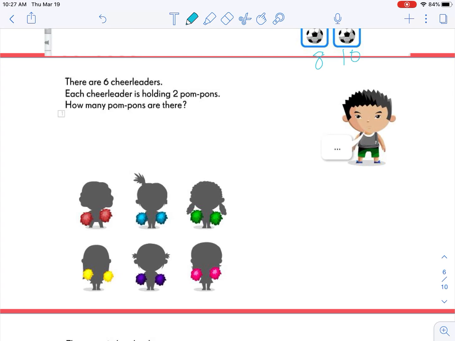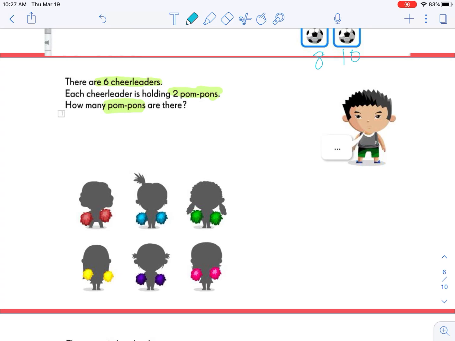There are 6 cheerleaders. Each cheerleader is holding 2 pom-poms. How many pom-poms are there? All right, so we're going to go ahead and highlight the important parts of the problem. There are 6 cheerleaders. Each of them are holding 2 pom-poms. We're looking for the total number of pom-poms.